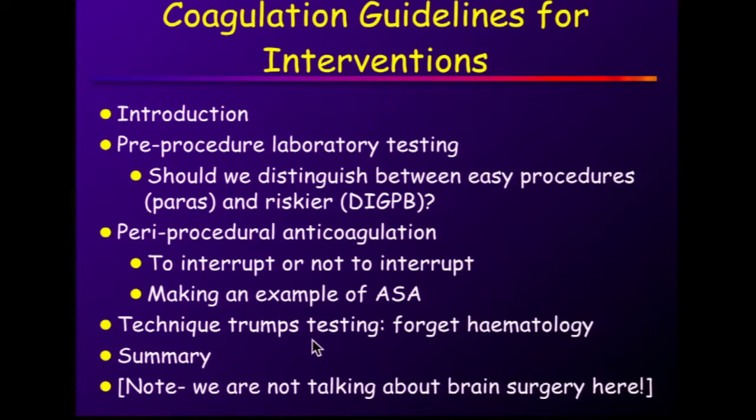After this introduction, we'll go through the talk. We'll be talking about pre-procedure laboratory testing and should we distinguish between easy procedures like paracentesis and riskier procedures like deep image-guided percutaneous biopsy. Then we'll move on to periprocedural anticoagulation, and we'll make a particular example of aspirin. A major theme of this talk is that how you do the procedure is much more important than the underlying hematology, and then we'll sum up.